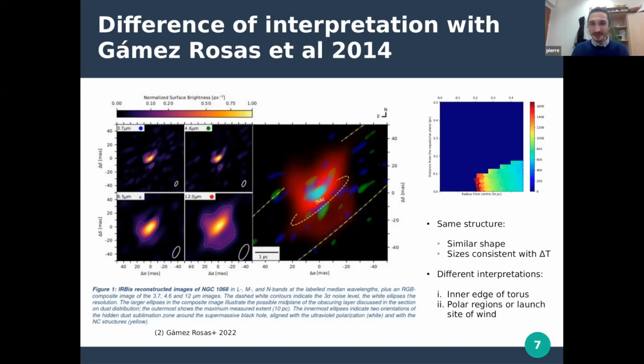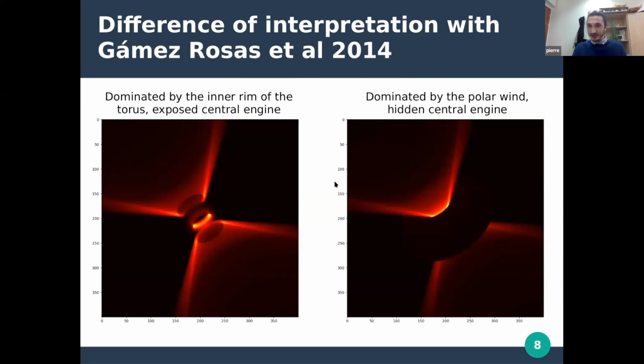So the first thing that I want to say, I'm pretty sure that we agree that we are looking at the same structure in the K-band and in the L-band. So the flux comes from the same structure. We are not looking at two different objects. And the difference is in the interpretation of the structure, what we consider this structure to be. So I say that this is the sublimation ring, while you say that this is the polar region.